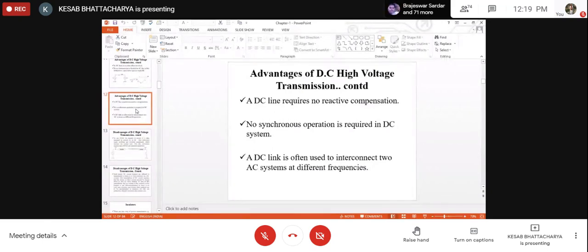Another advantage is this: in the case of AC, synchronization is required.